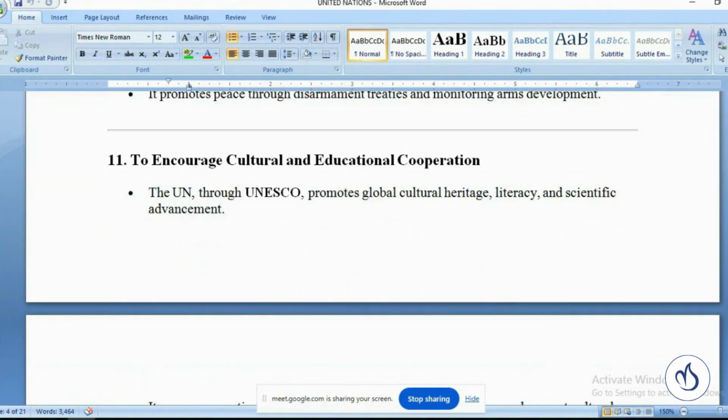It also encourages cultural and educational cooperation under UNESCO, which promotes global cultural heritage, literacy, and scientific development. If you see that your cultural practices are undermined, for example, someone is a Munyankore, Muganda, or Chiga, members, the UN will come in. Now, here we have the people who used to circumcise girls. They are concerned. They were like, our cultural practices are undermined.